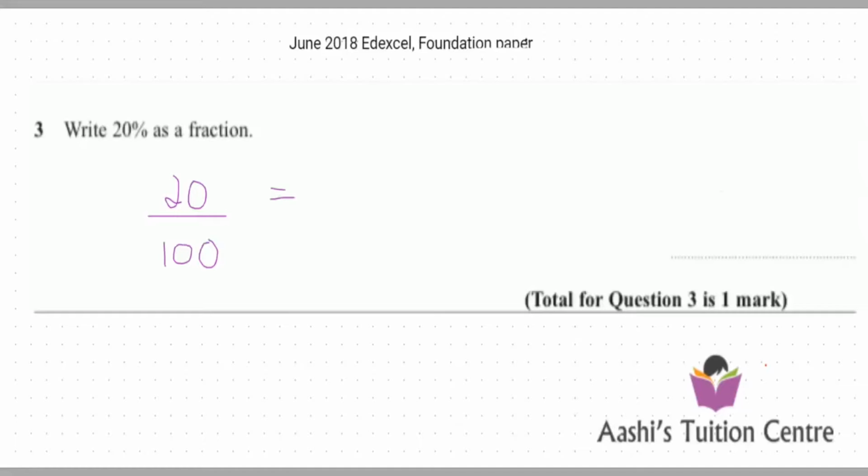If you simplify, divide by 10 each, you get 2 over 10. You can simplify that further as well. Divide by 2, and that is 1 over 5. So any of these answers are acceptable for 1 mark.